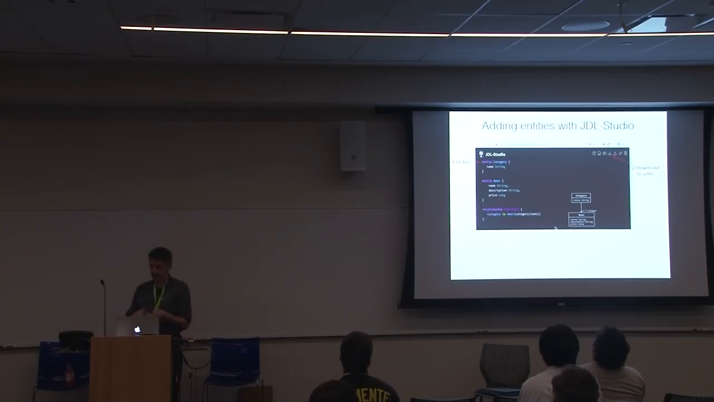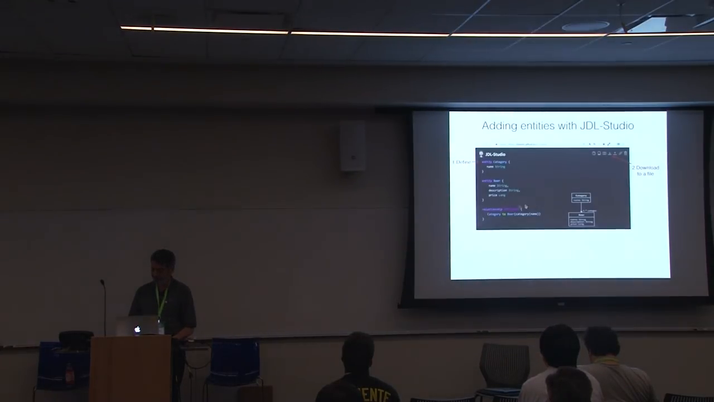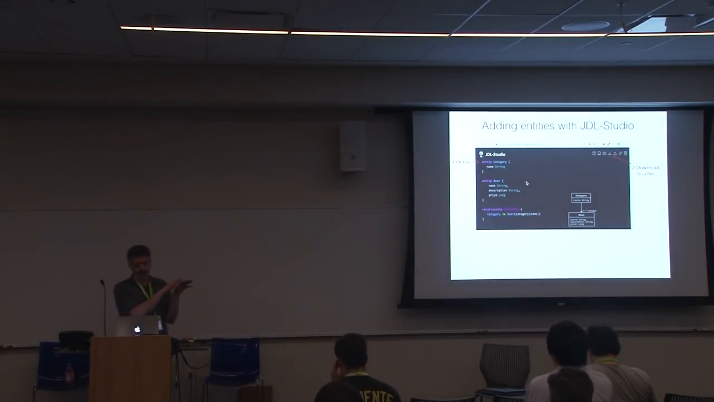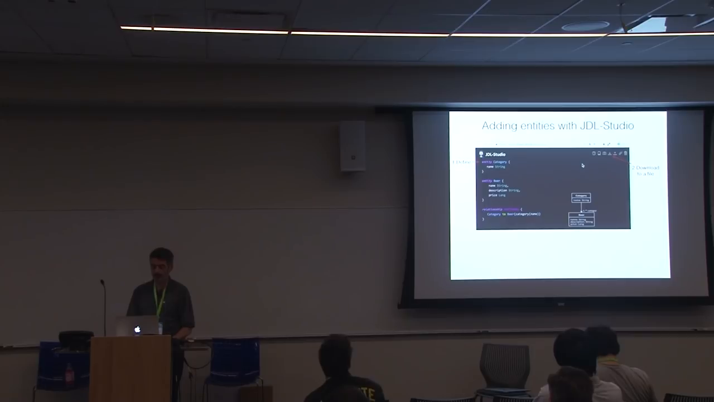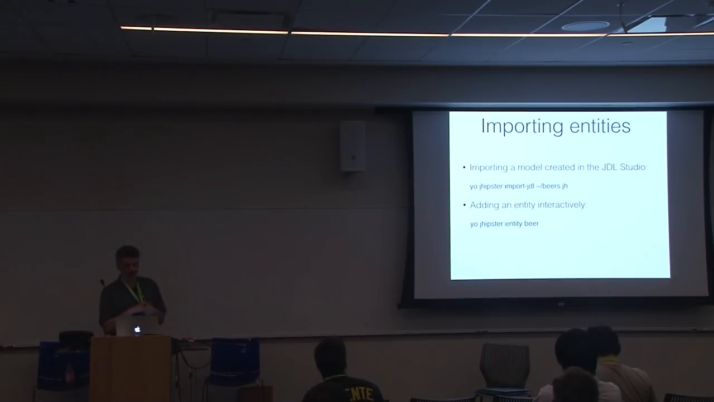Or you can use the so-called JDL Studio, like you see on the screen over here, and the URL is over there. On this screen, you start typing things on the left, and it'll generate your diagram. And they also have another tool for UML. You just create your diagram over here, then you click on the button, download to a file, and then you can import from that file into your newly generated app, right?